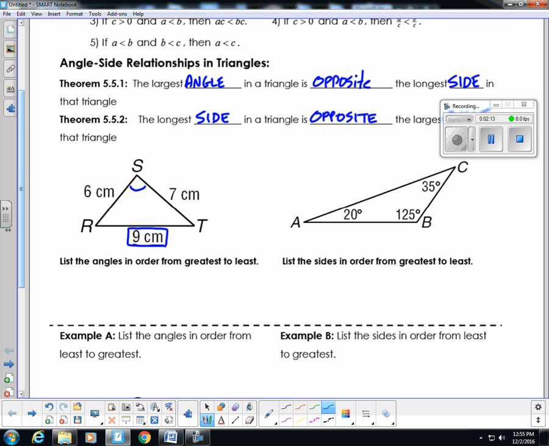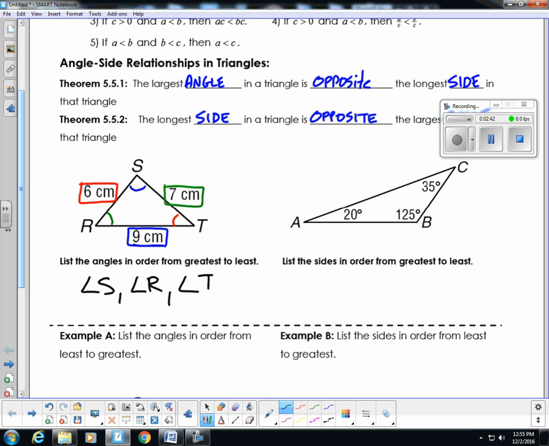And then I'll color code this. All right, 7 is our next longest side. That means R is the next largest angle. And then 6 is our smallest side, so T is our smallest angle. So in order from greatest to least, your largest angle is angle S. The middle guy is angle R. Your smallest angle is angle T.